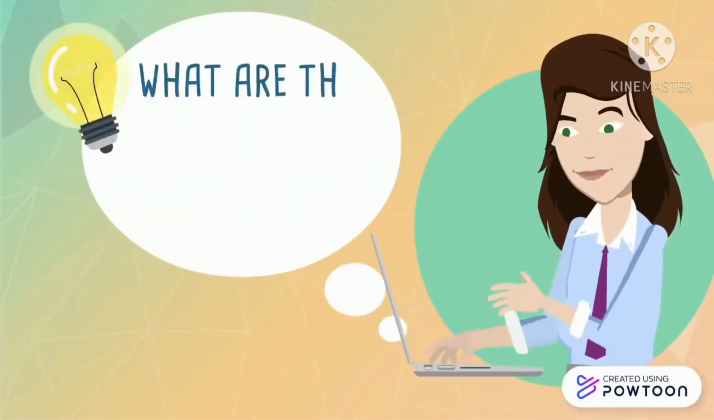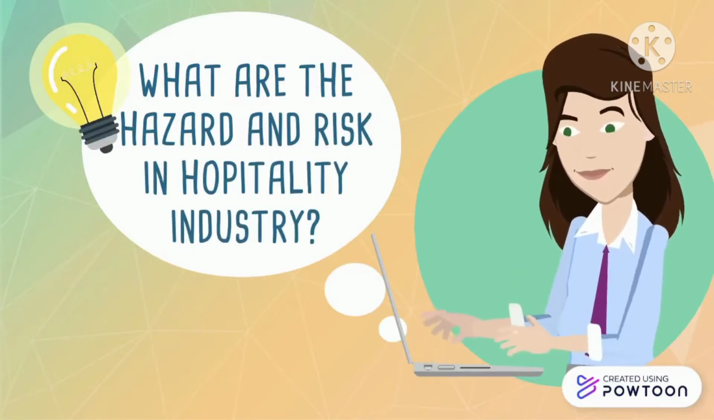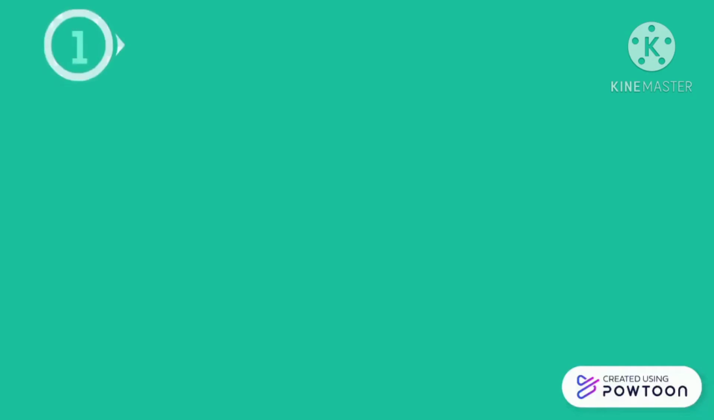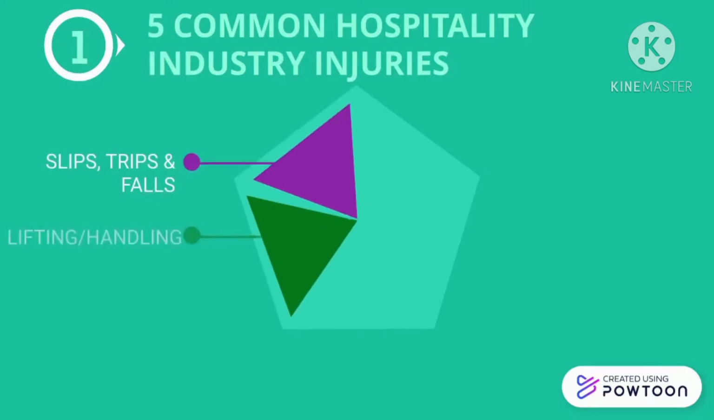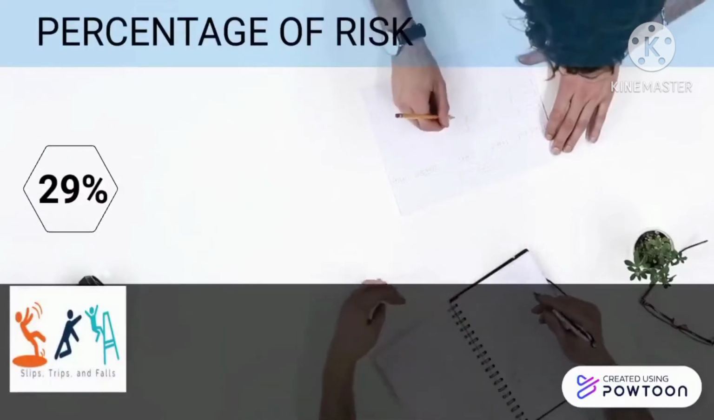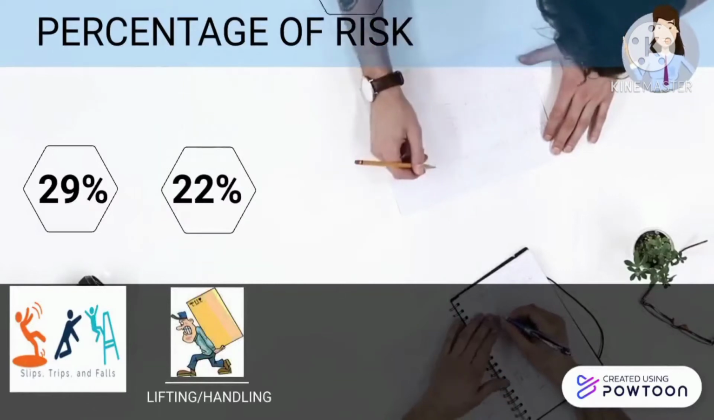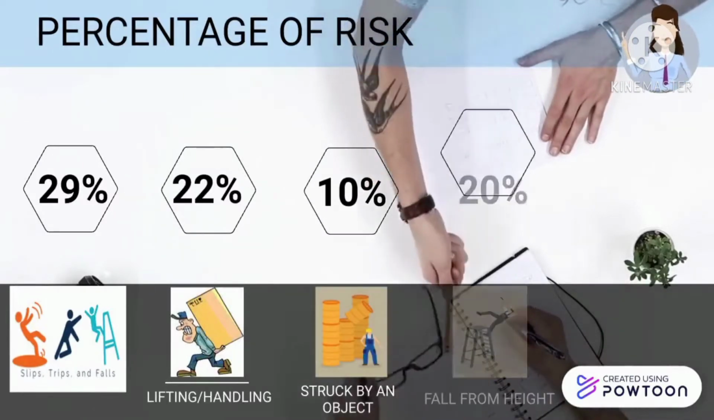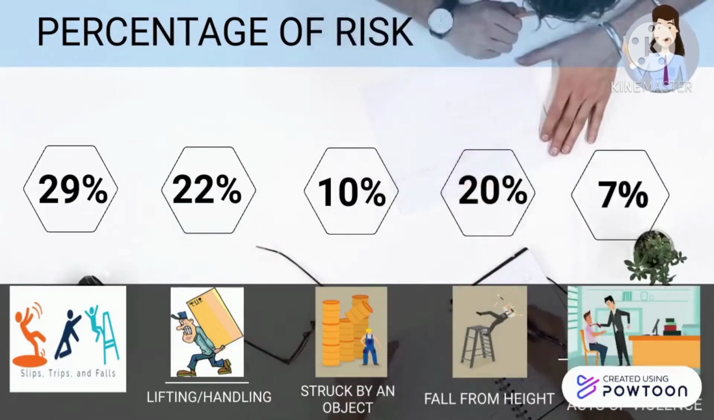Now, let us know what are the hazard and risk in the hospitality industry. I will show you the 5 common hospitality industry injuries. First, slips, trips, and falls. Second, lifting or handling. Third, struck by an object. Fourth, fall from height. And last, acts of violence. These are the percentages of hazard: 29% slips, trips, and falls, 22% lifting or handling, 10% struck by an object, 20% fall from height, and 7% acts of violence.